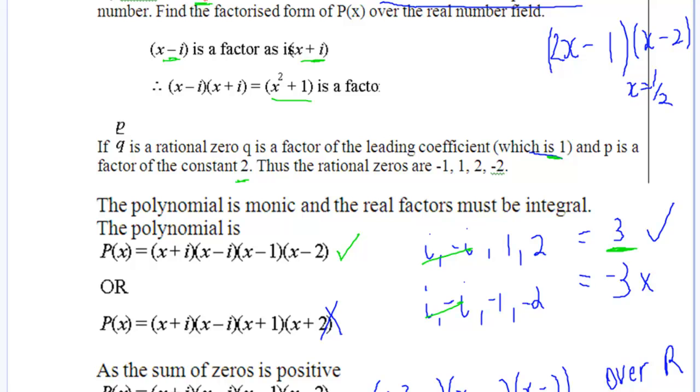Over the real field, we get x minus 1, x minus 2 with the x squared plus 1, which is what we wanted for the real number field. Over the complex field, we were able to put it as x minus i and x plus i, but over the real field, we have to put it as x squared plus 1. That's breaking it down, and if you understand exactly what all those terms mean, we're able to put it together and get our factorized polynomial.